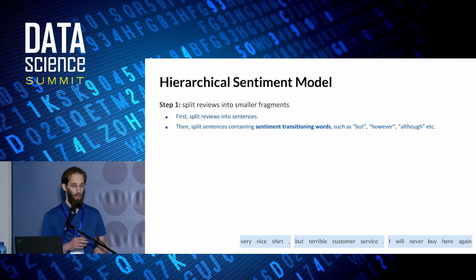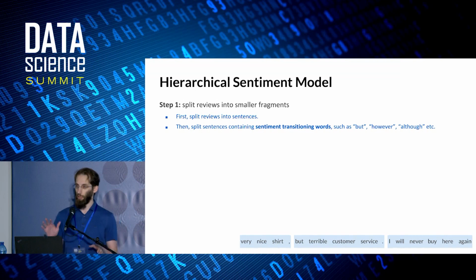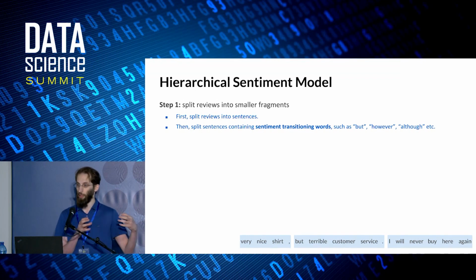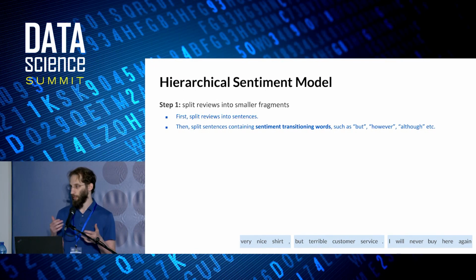words that basically shift the sentiment of the sentence from either positive to negative or the opposite. So now we split the review into smaller fragments, which we can assume are pretty much uniform in sentiment. Each fragment by itself doesn't have more than 1 sentiment class. It could happen, but we're not relying on it.